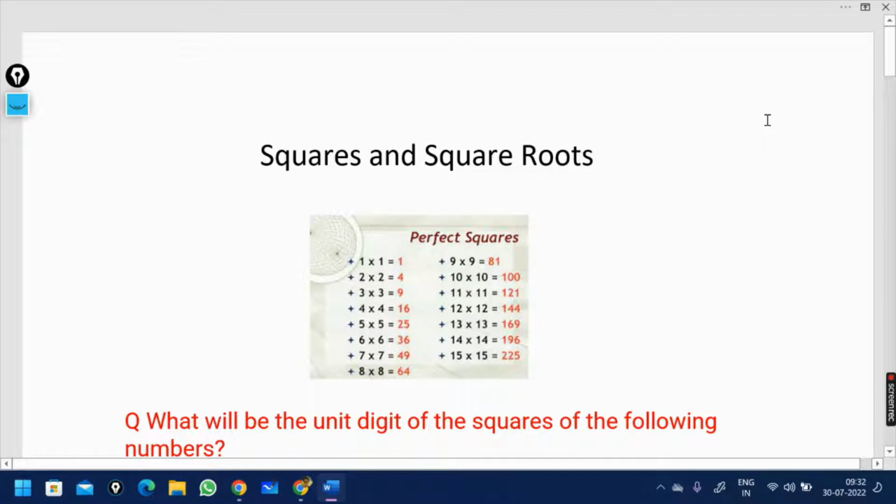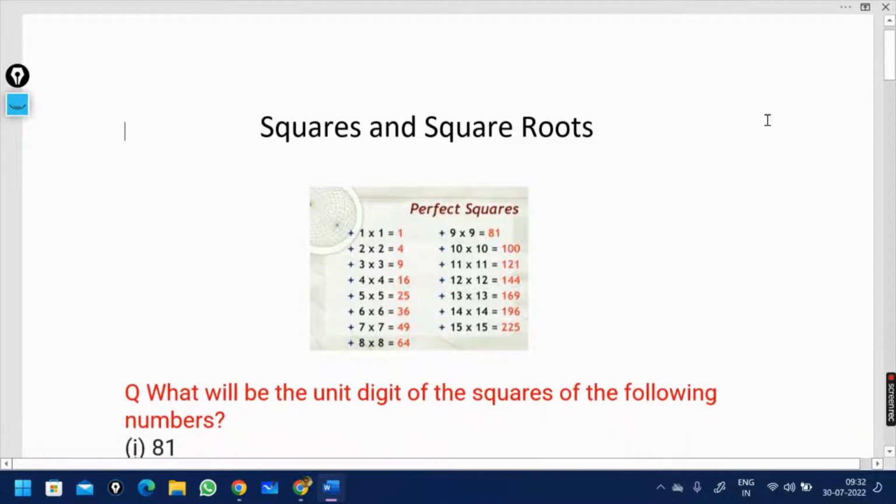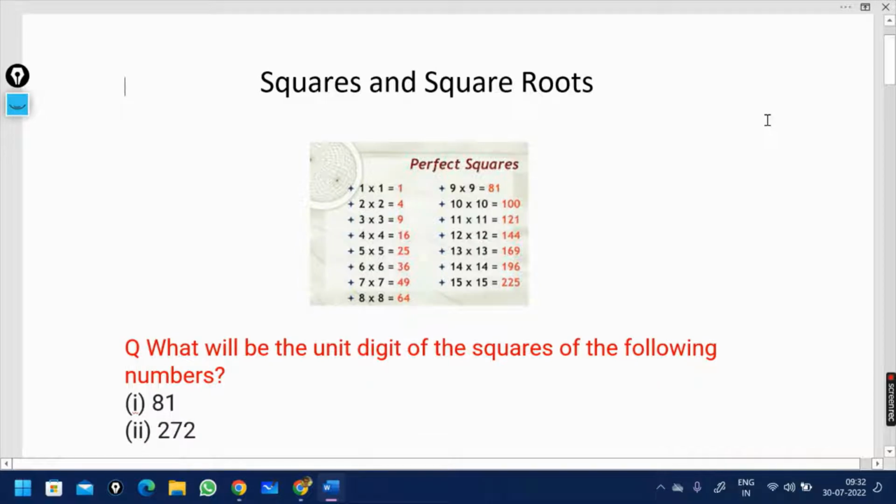Hello everyone, in this video I will be teaching you how to find squares using some shortcuts and how to know about squares. So we'll be using basically square number properties here, and this topic is from your chapter squares and square roots. So first of all, what is a square? When you multiply a number by itself you get a square.